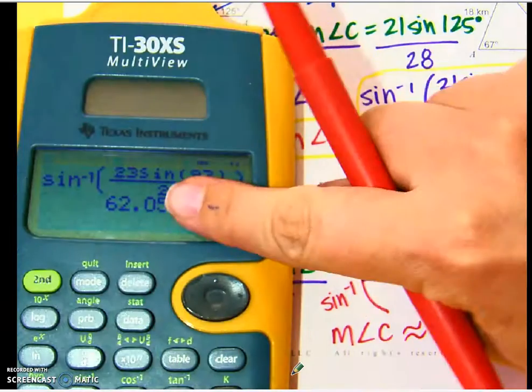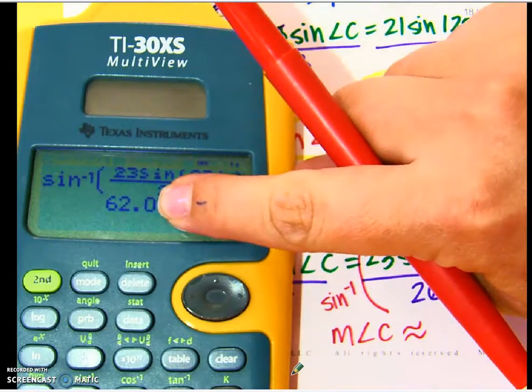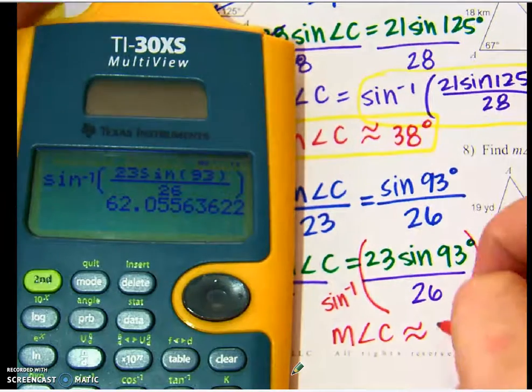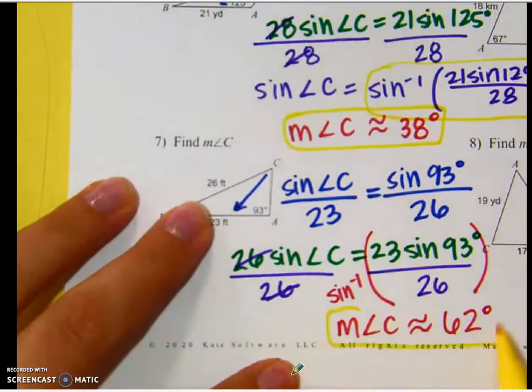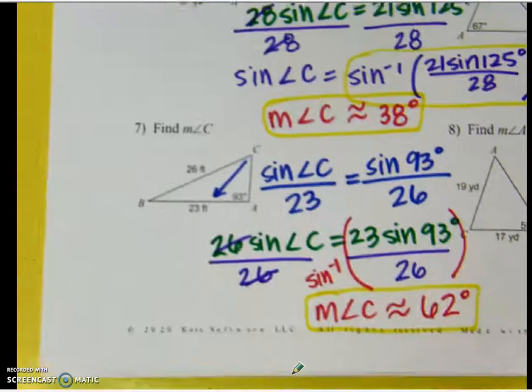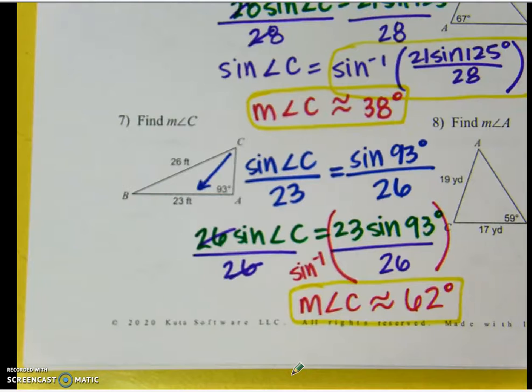You're just looking at that 0. You're not looking at that 5. 62.0. So that's just 62 degrees. That's your answer. So now you guys only have 2, 4, 6, and 8 to do for homework. Okay? So let me know if you guys have questions.